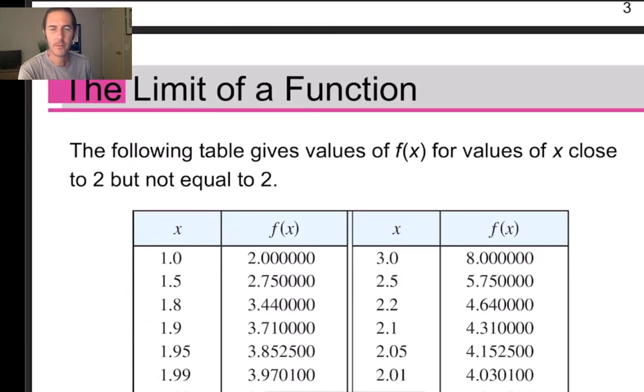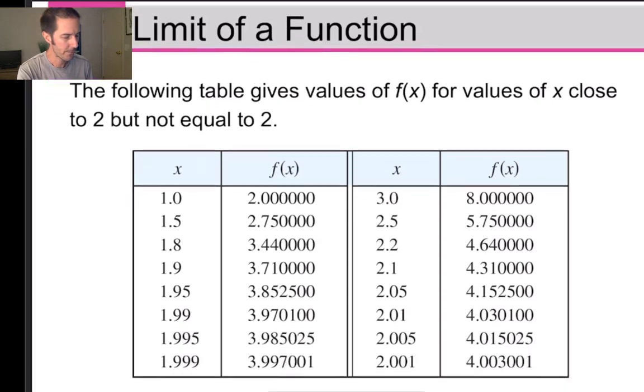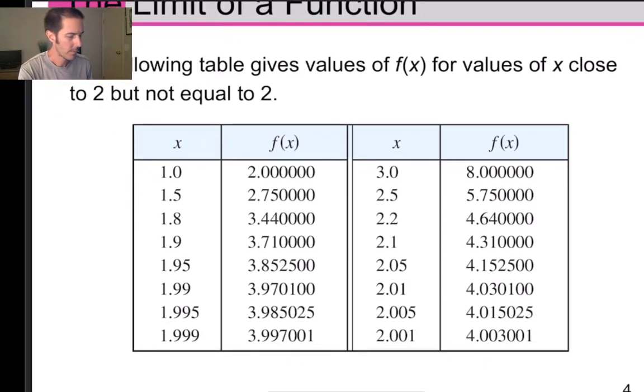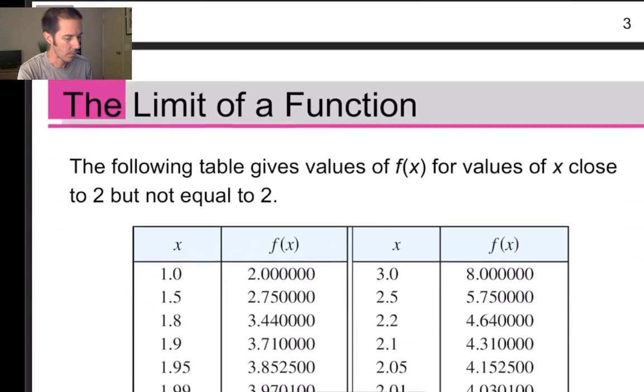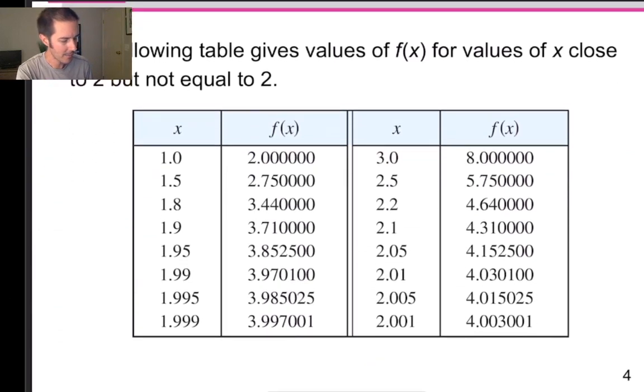Alright, the following table gives values of f of x for values of x close to but not equal to 2. And it's this function that we're talking about. We're taking f of x from this page, which is a parabola concave up, and we're plugging in some x values over here in this column, and then they're generating some y values in the second column. We've got more x values, more y values, and we're working around the number 2.